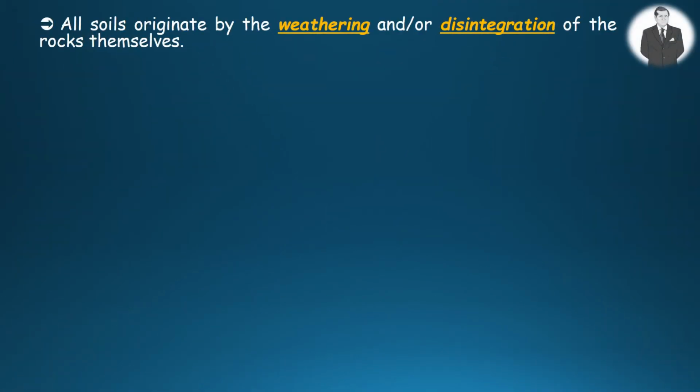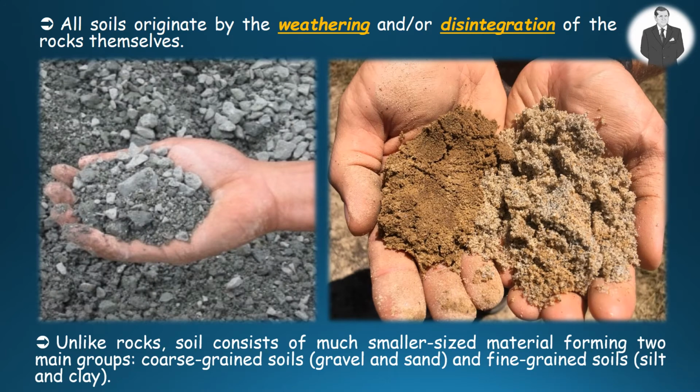All soils come from the weathering and/or disintegration of rock themselves. Dissimilar to rocks, soil contains much smaller sized material forming two main groups, namely coarse-grained soil such as gravel and sand, and fine-grained soils like silt and clay.